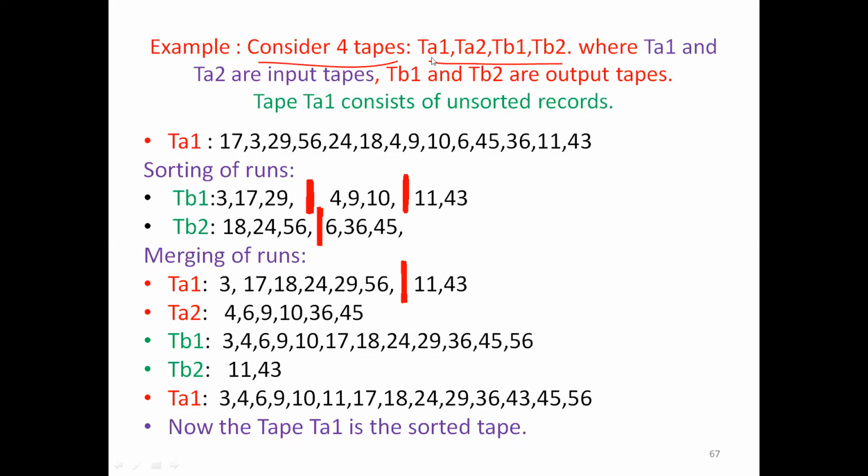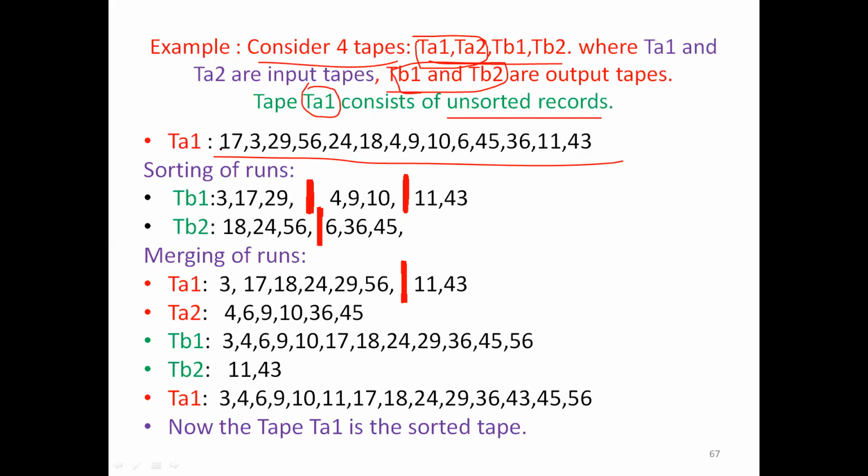TB2. So I am considering 4 tapes where TA1 and TA2 are input tapes, and TB1 and TB2 are output tapes. I'm mentioning A as input tape and B as output. So 2 input tapes and 2 output tapes. And TA1 consists of what? Unsorted elements, unsorted records. So these are the unsorted records.